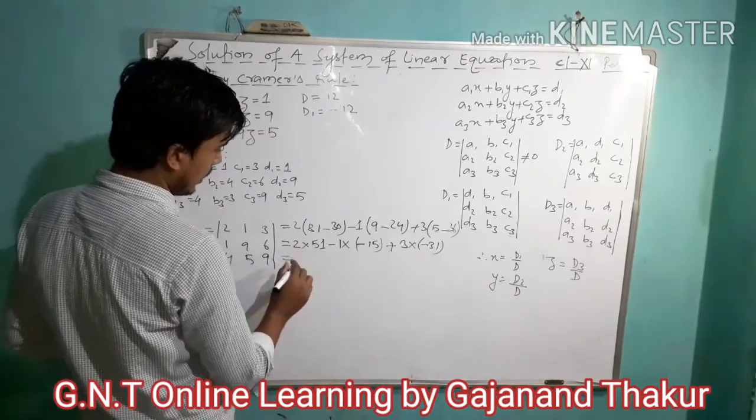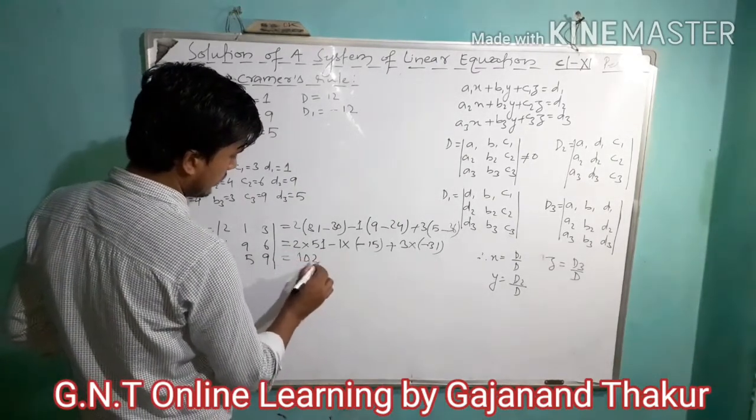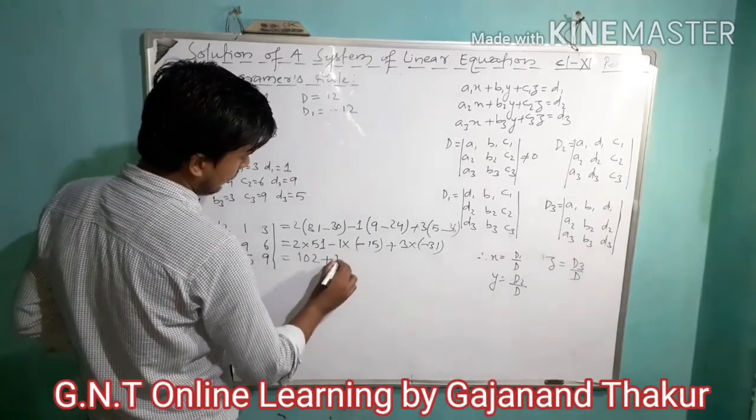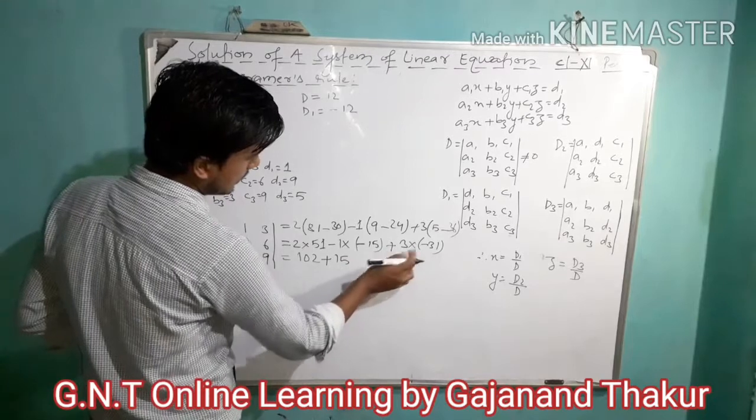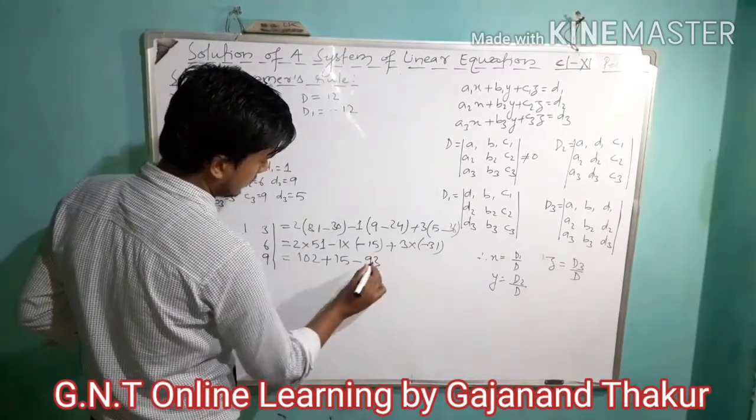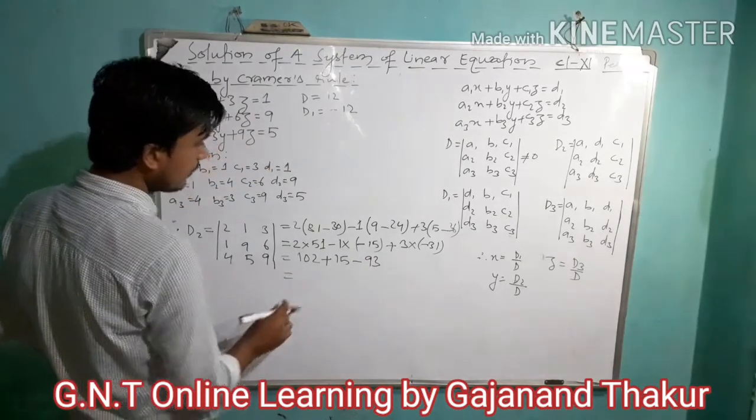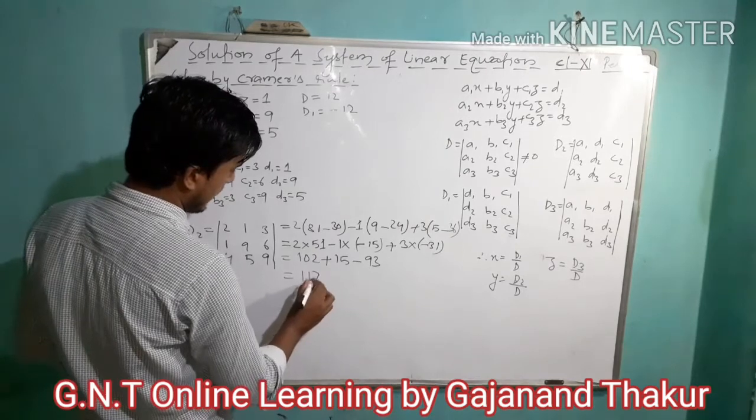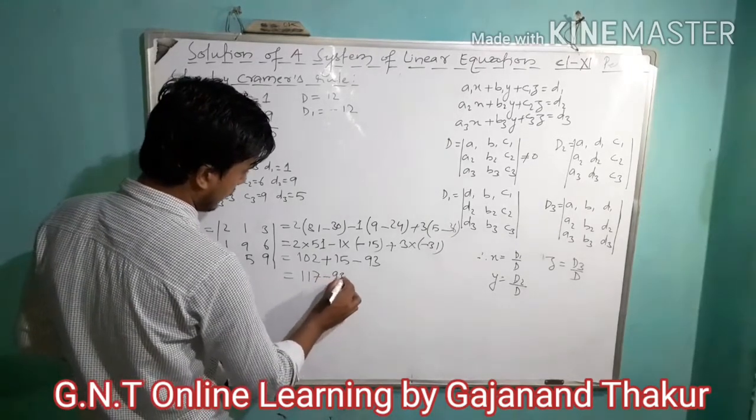2 into 51. So we'll have 102. Minus into minus, we'll get plus. So 1 15s are 15 here, right? So this plus into minus will be minus 3 into 31. So we'll have 93, right? Now 102 plus 15, so we'll get here 117 minus 93, right?